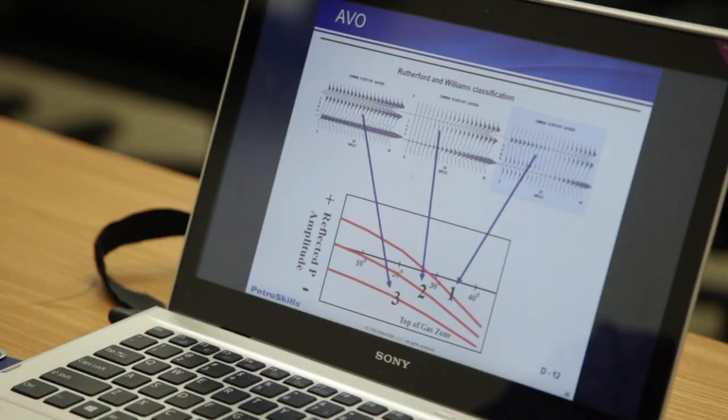So what I'm looking for when I'm looking for an AVO anomaly is a change in that signal in relationship to near and far. If I have a class 2 AVO anomaly, what happens is as I approach the mid-angle, the polarity of my data will change from positive to negative or negative to positive, which makes it really very interesting to see.